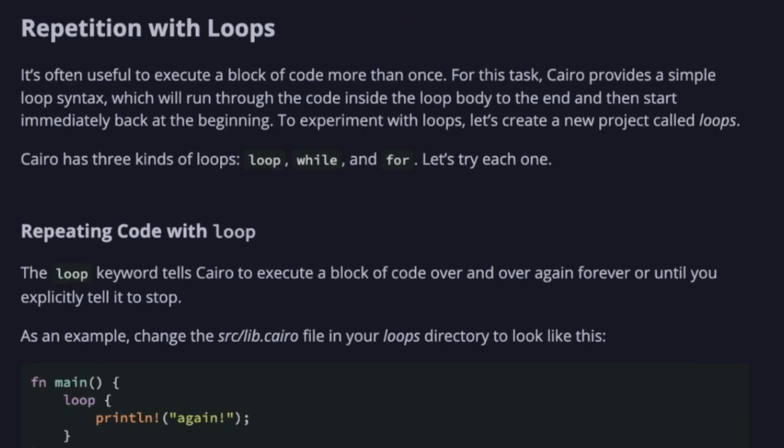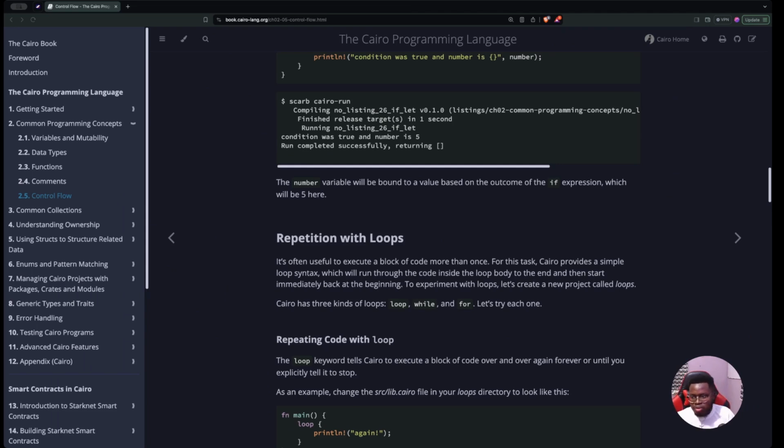Now, loops are a very useful construct for cases where you want to run or repeat a particular line of code more than once. And Cairo has three kinds of loops. We have the loop keyword for when you want to repeat your logic more than once. The while loop is a sort of conditional loop, and you probably use the for loop in cases where you want to loop through an array or stuff like that. We're going to be going through these different types of loops in this particular section.